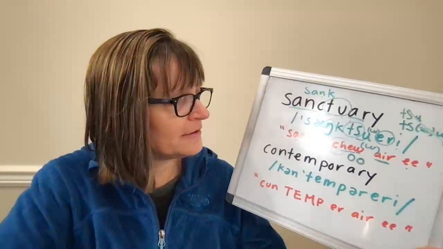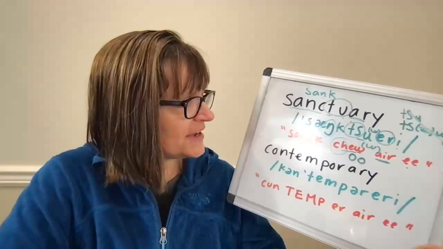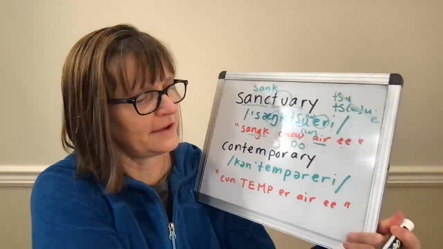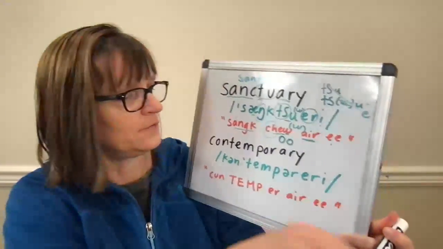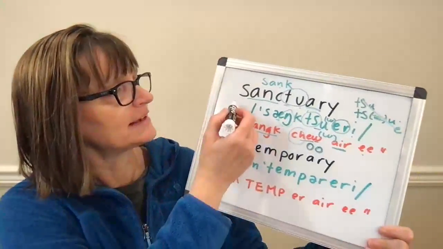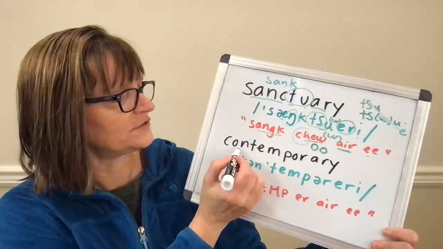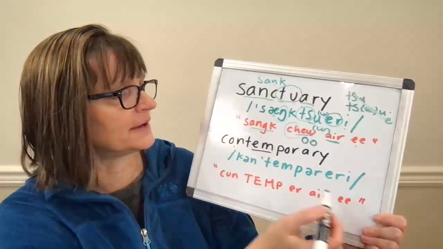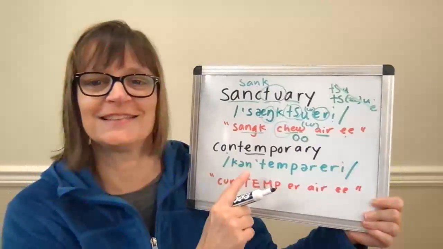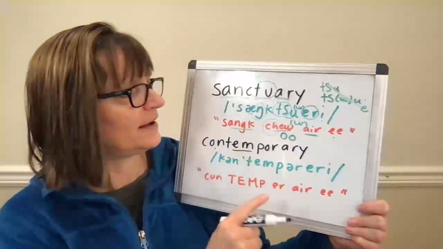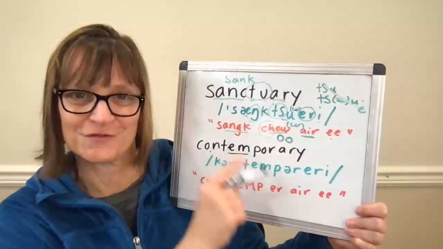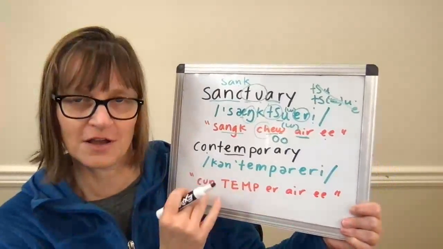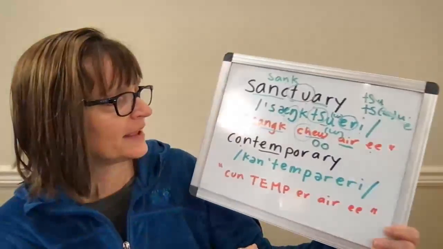Then with contemporary, we have 2 R sounds and a similar rhythm, slightly different, where rather than stressing on the first syllable like sanctuary, we have stress on the second syllable. So we have short and then long, contemporary. So it's actually like the word temporary. I do have a video just for the word temporary if you're interested in that. But let's build that with our con syllable, contemporary.